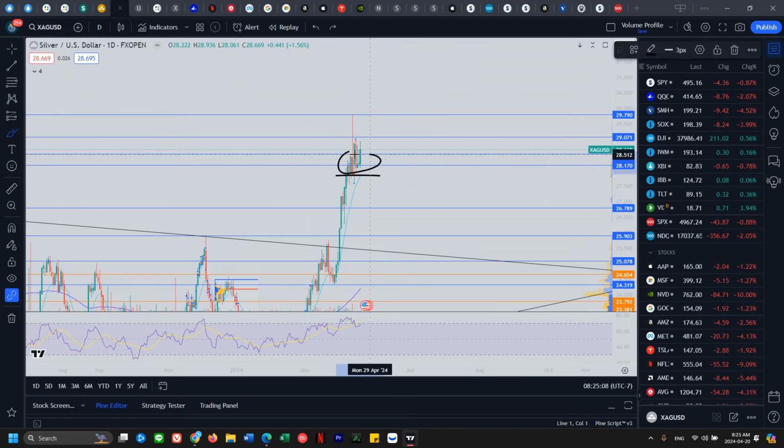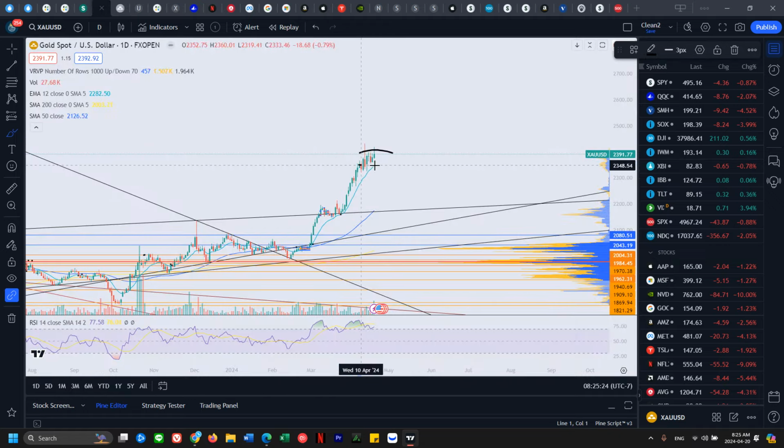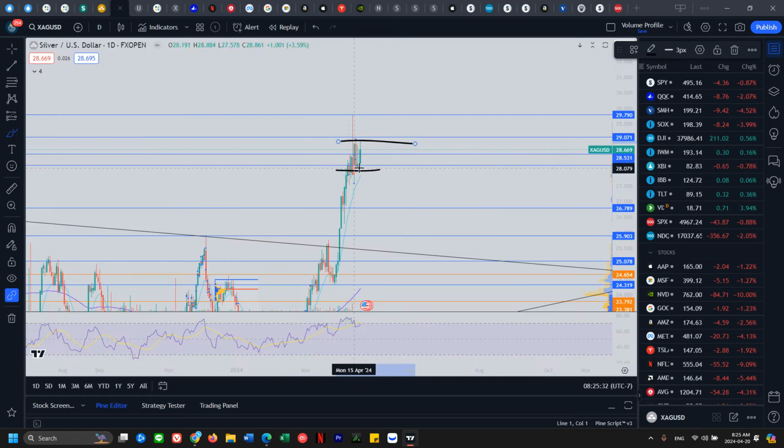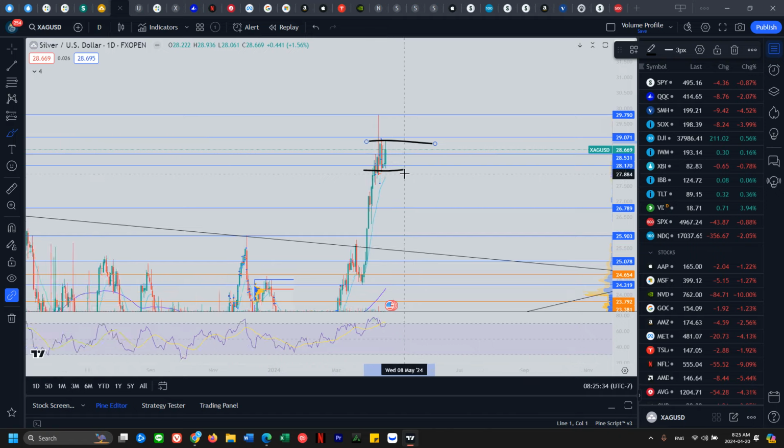This could also be a distribution zone where we chop sideways for big money to distribute and get out of their positions, and then it'll roll over. So just keep on watch of the sideways zone. Same thing with gold. It's forming its sideways zone, and if it breaks to the bear side, then we know this was a distribution zone. So yeah, keep an eye out for the consolidation zone at this moment.